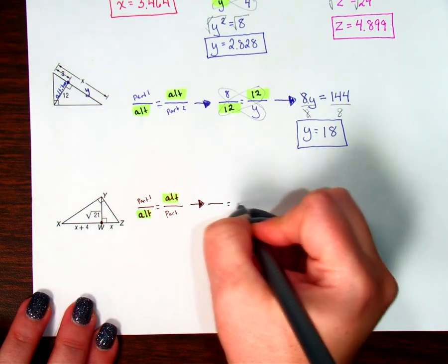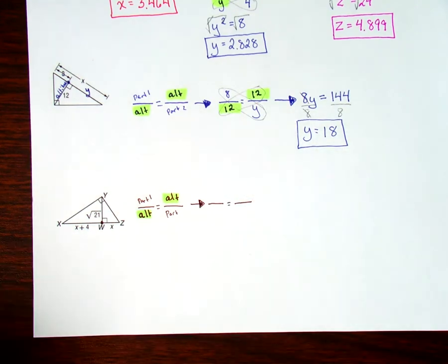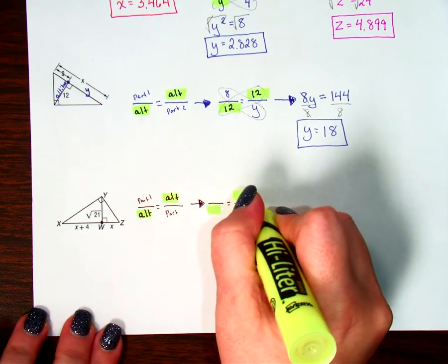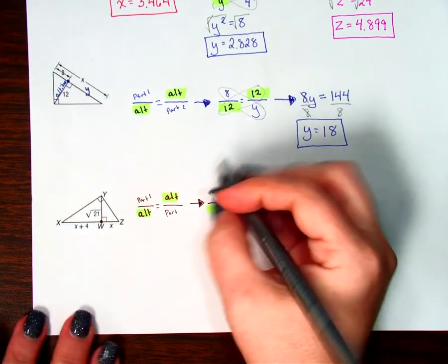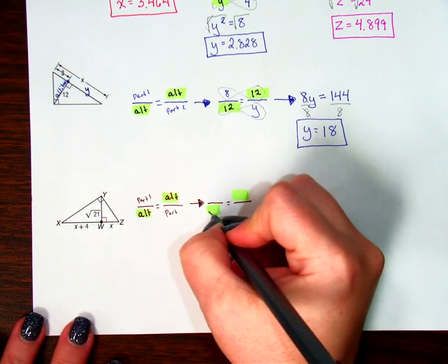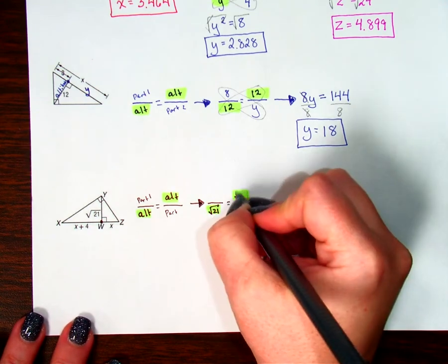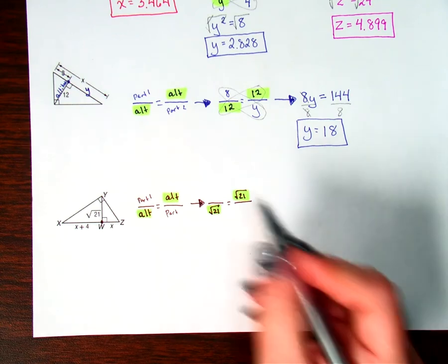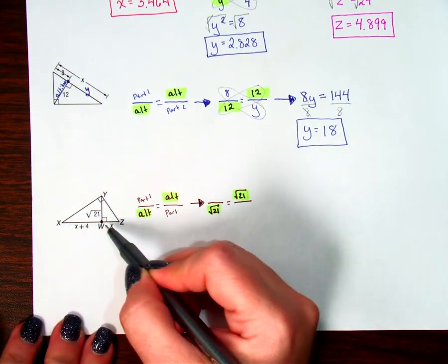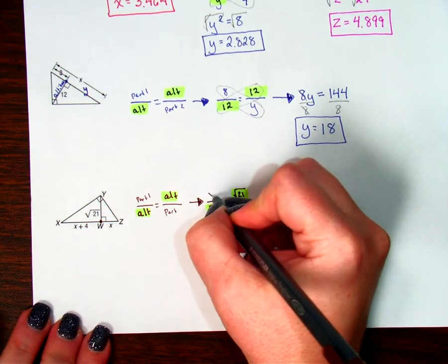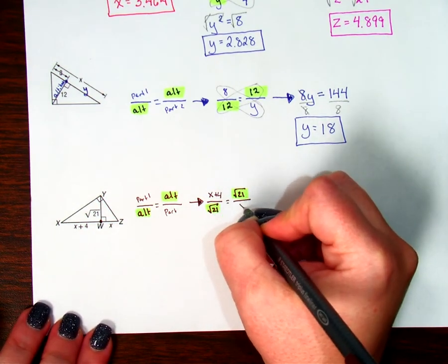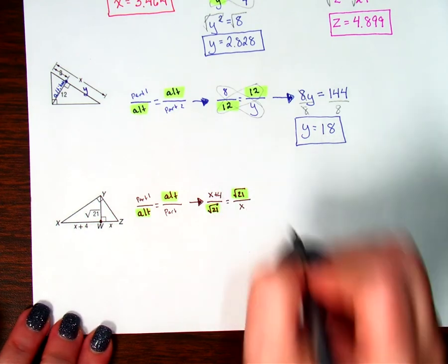My altitude is my geometric mean, so that means it goes in the bottom and the top. So my square root of 21 and my square root of 21. And then my two parts, my x plus 4 and my x. And again, it doesn't matter where you put your x plus 4. I could put it in the top or the bottom over here. And then my x, because they're just going to get multiplied together.